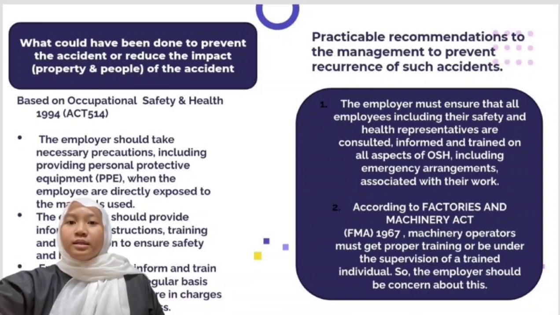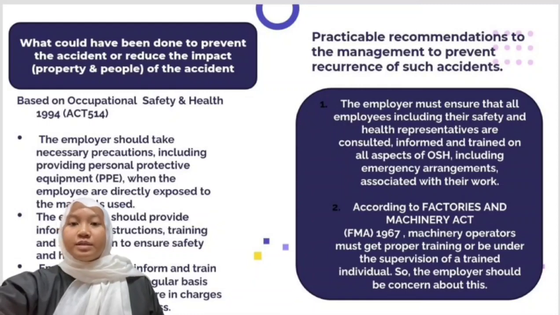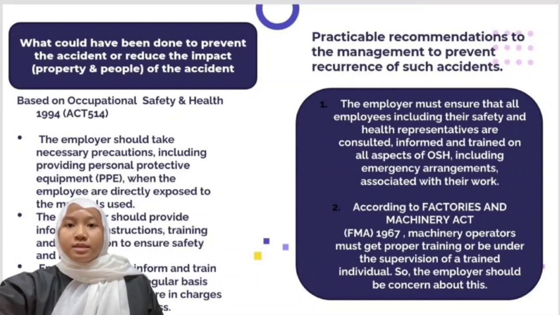Third question, practicable recommendations to the management to prevent recurrence of such accidents. Firstly, the employer must ensure that all employees, including their safety and health representative, are consulted, informed, and trained on all aspects of occupational safety, including emergency arrangements associated with their work.